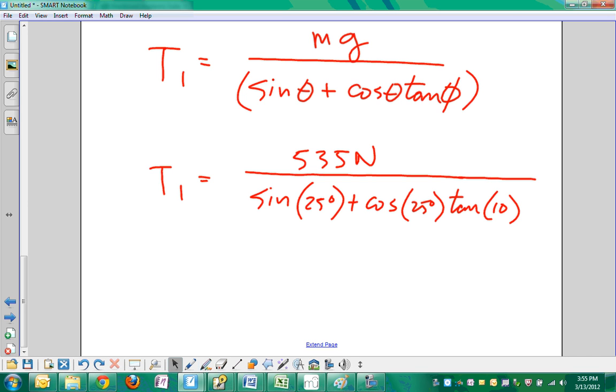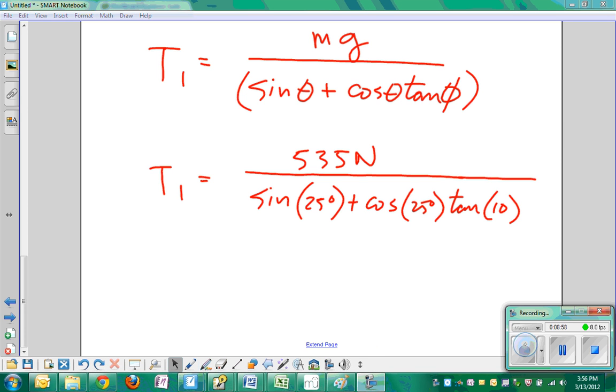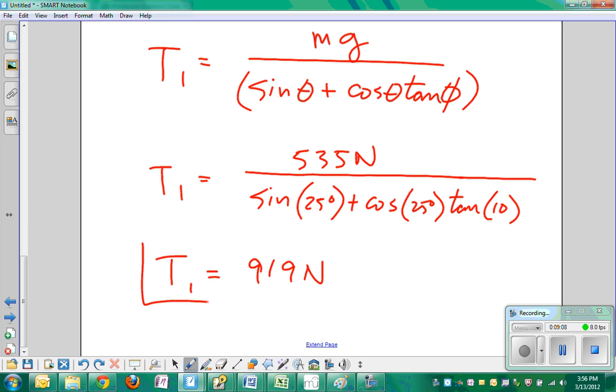Now all we have to do is plug and chug this a little bit. Crunching out all these numbers, we get that T1 is equal to 919 newtons. So that's how we get the number. Notice how much algebra we did before we ever even plugged in numbers. Now, just a quick dimensional analysis: we have newtons, and all these things down here are trig functions, dimensionless. So we end up with newtons divided by nothing, so we get newtons. T1 is equal to 919 newtons.